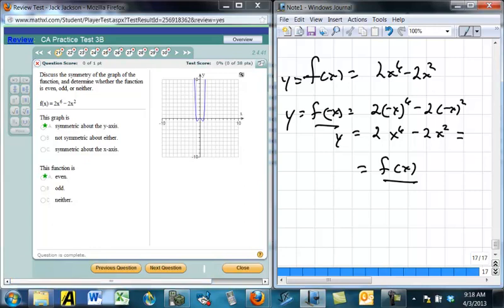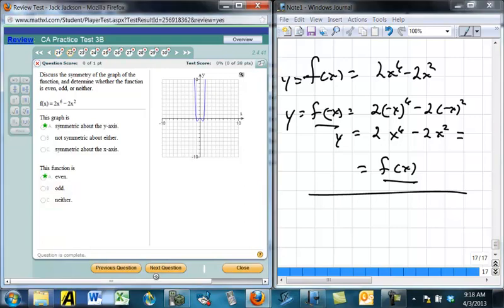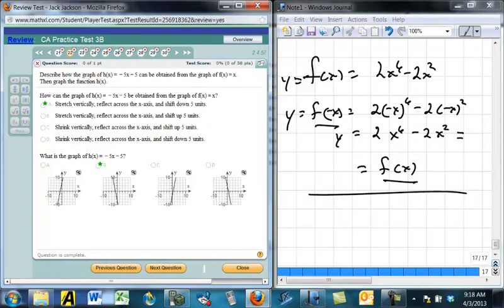Here they have the graph. You can see it graphically. It looks like it has symmetry with respect to the y-axis. We checked it algebraically. It sure enough does. So it's symmetric about the y-axis, and that makes it an even function. Same thing there. All right, next one.